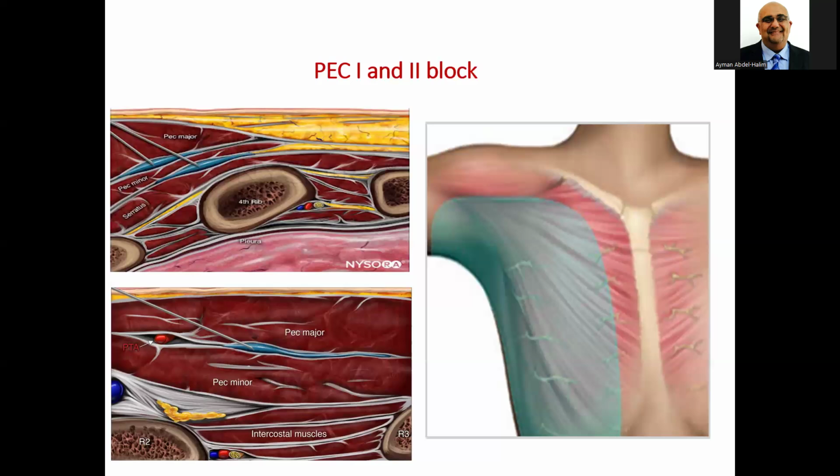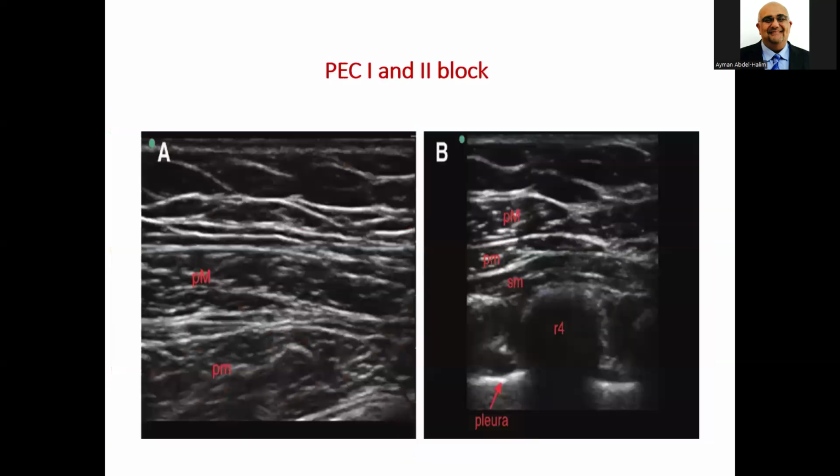The first one, the PEC 1, is between the PEC major and PEC minor. And the PEC 2 is beneath the PEC minor. And this is basically the distribution of the local anesthetic in PEC 1 and 2. Again, PEC 1 is between PEC major and PEC minor, and the PEC 2 is below PEC minor.